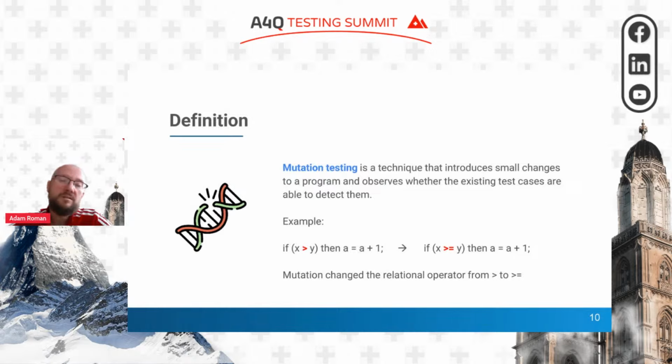So we check whether there is any test case in our test suite that is able to detect this defect. Here we just changed the code by using a so-called mutation operator. I will talk about them later. We changed something in the code into something else, and then we check if the tests are able to detect this.